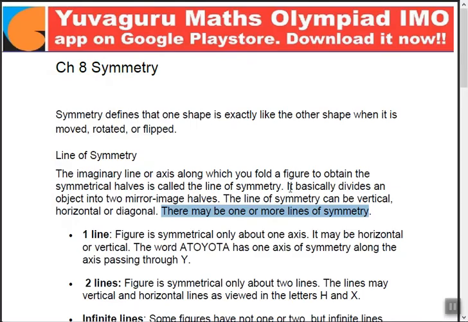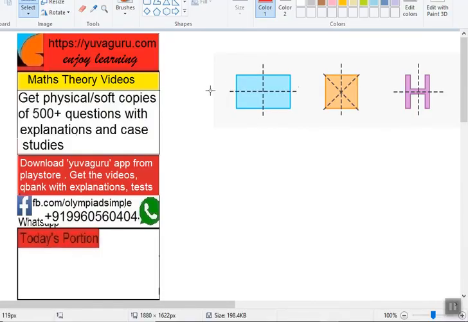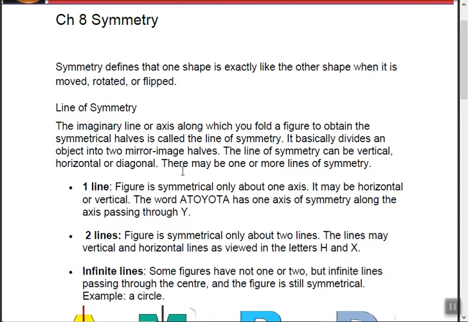Okay. It basically divides an object into 2 mirror image halves, right? So it will divide it into 2 halves. The line of symmetry can be vertical, horizontal or diagonal. Okay? See this, vertical, horizontal or diagonal. In a square you see all of them. One is vertical, one is horizontal over here and the third is diagonal. Okay? There may be one or more lines of symmetry. Right, like you saw in the square, there are 1, 2, 3, 4 lines of symmetry, right?